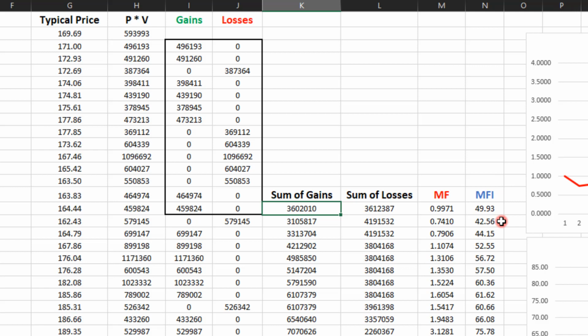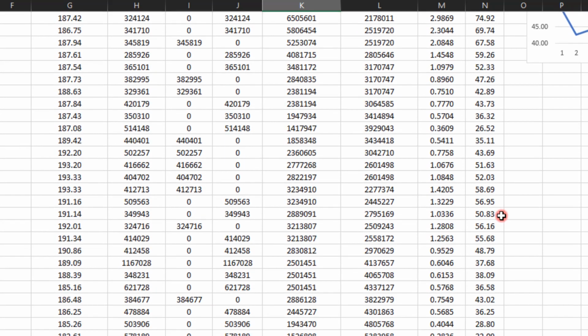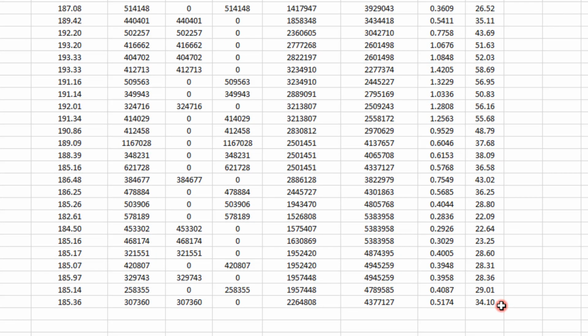How do I get the next one? Exactly the same way. I'm just going to slide this box down by 1 day. I'm now going to look at the next group of 14 days, and I'm going to do exactly the same thing. Sum the gains, sum the losses, divide them out. I get an MF ratio of 0.74. I run it through my formula. Or I could also say this first number divided by the sum of these two, and I'm going to get 42.56. So if we come down to the bottom here, we go through this for 3 months, we see that we get a most recent value of 34.10.